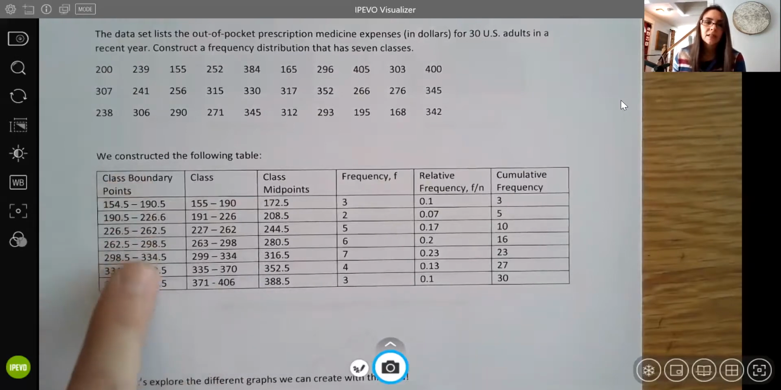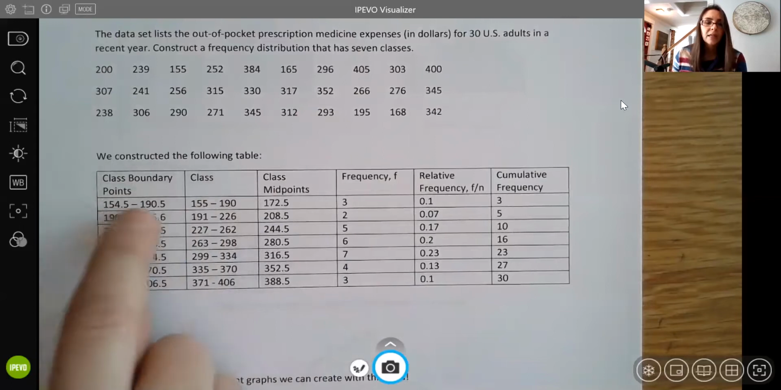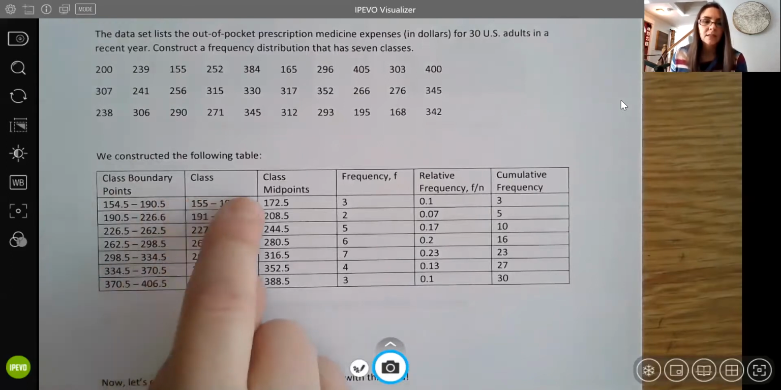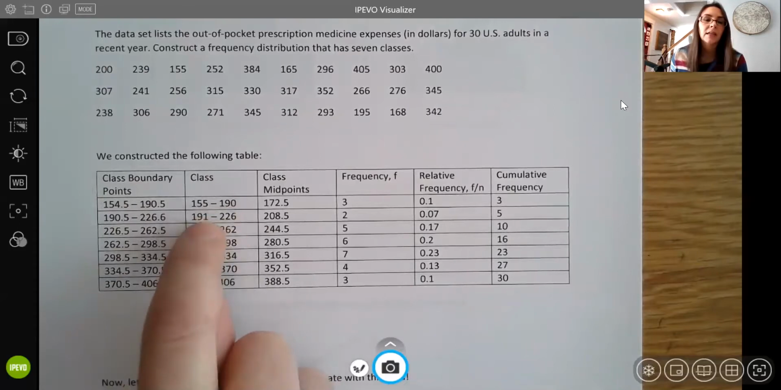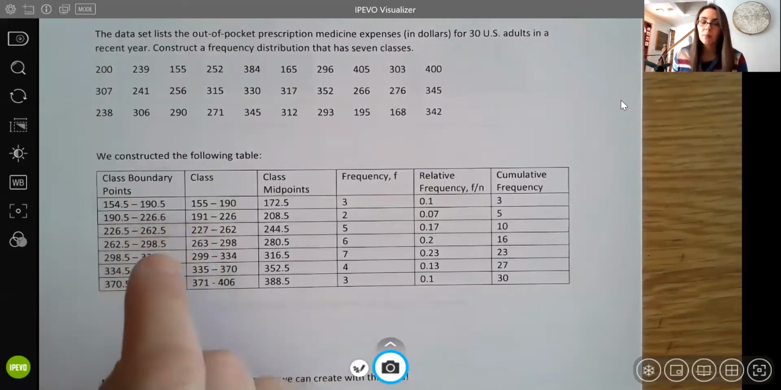So here again, I just organized them a little bit nicer instead of just kind of writing them above and below. But these are your halfway points between the intervals or between the classes. So notice that your classes or your intervals always have gaps. Okay, so nothing should ever overlap. There should always be some sort of gap in between. So here you have a gap from 190 to 191. So your boundary points are the halfway point between your gaps.